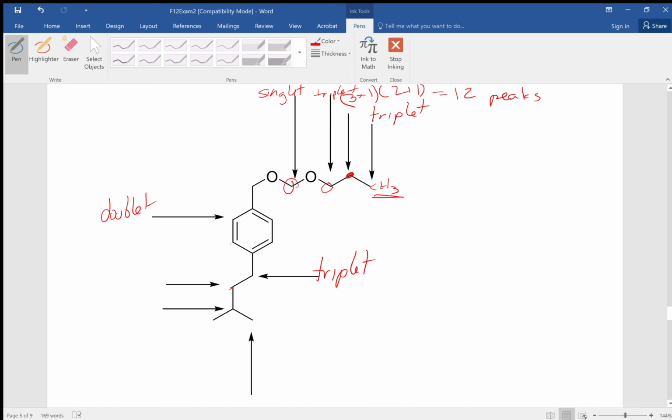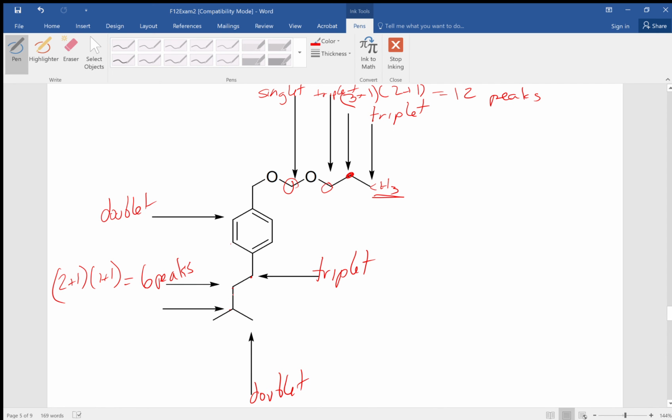Next, we have these hydrogens, which are adjacent to the two here, which is 2 + 1, but is also adjacent to this one here for 1 + 1, or a total of 6 peaks. Here we have this methyl, which is adjacent to one hydrogen, which makes it a doublet.